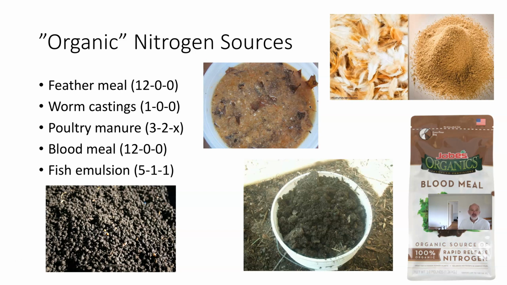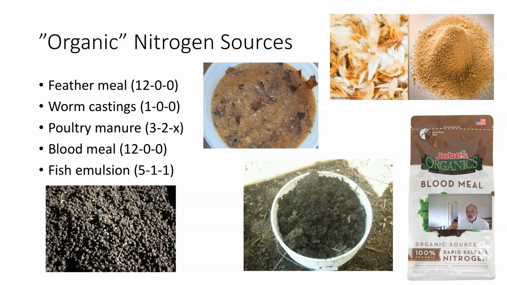So that's the N, P, and K, and those numbers represent the percent by weight for N, P, and K. Worm castings, which are below, have much lower amounts of nitrogen per se, but they actually bring other organic matter with it.